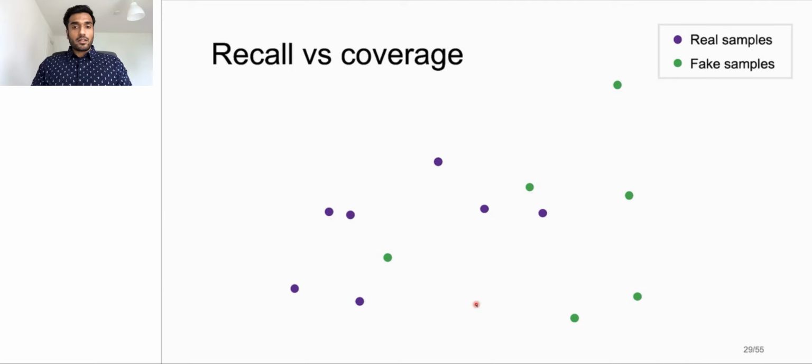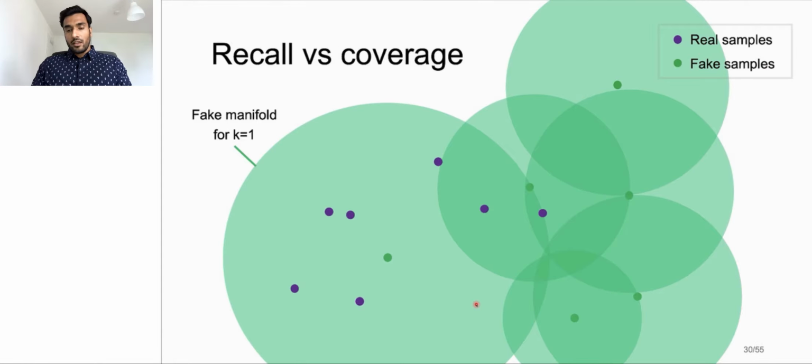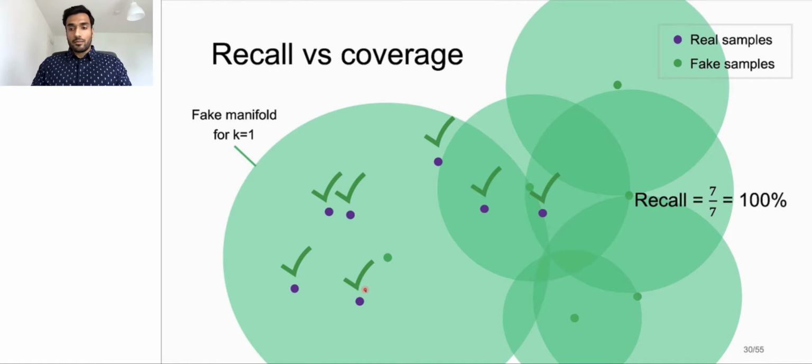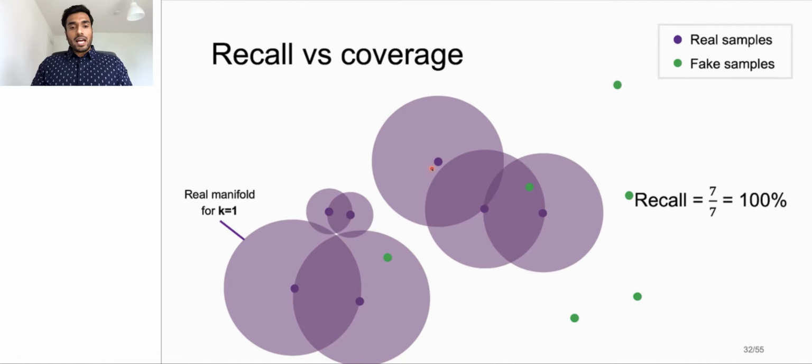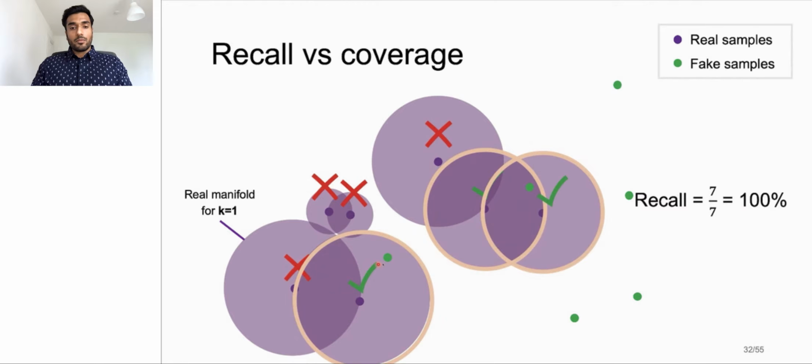Let's see how this is calculated visually. So for this example, for recall, we would build our manifold on the fake samples. And now we see how many of the real points fall in this manifold. So we see everything falls inside, and the recall is 100%. With coverage, now we build our manifold on these real samples. And for all these hyperspheres, we see how many of them are populated by at least one generated point. And we see that 3 of the 7 hyperspheres are populated, so our coverage is now 3 divided by 7, or 43%.